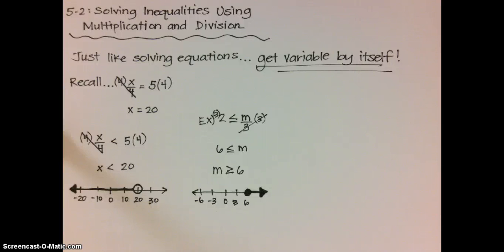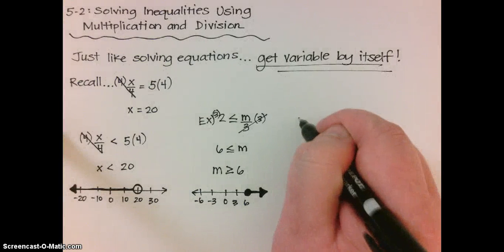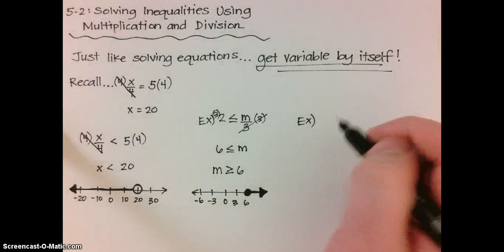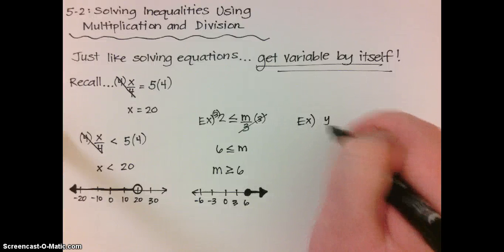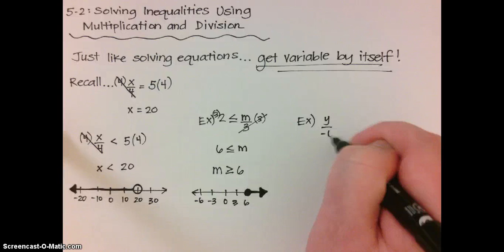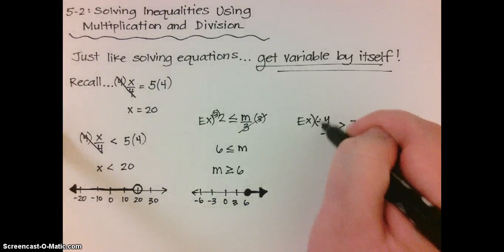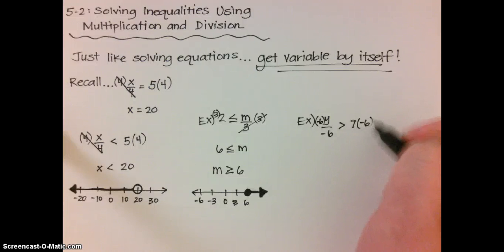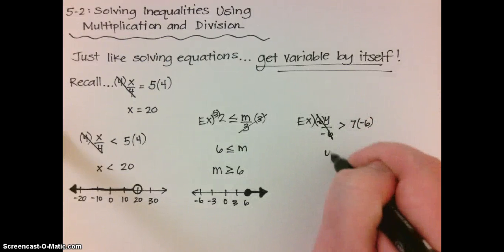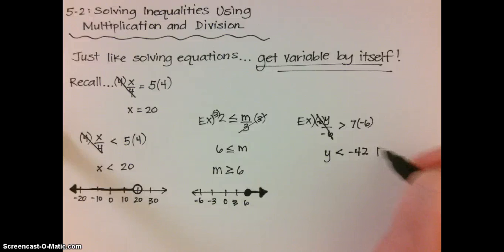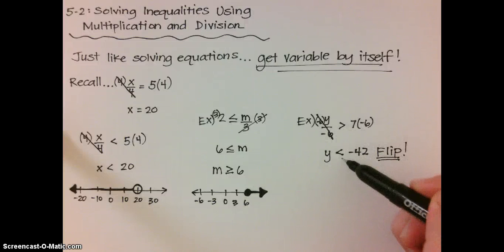Now things are going to change a little bit when we have negative numbers thrown in, and it's only going to change if you're multiplying both sides by a negative number. So let's say I have y divided by negative 6 is greater than the number 7. Okay? The rule is that when you are multiplying both sides by a negative number, you're actually going to have to flip the inequality. So you see that there? I flipped the inequality that used to be greater than, now it is less than.